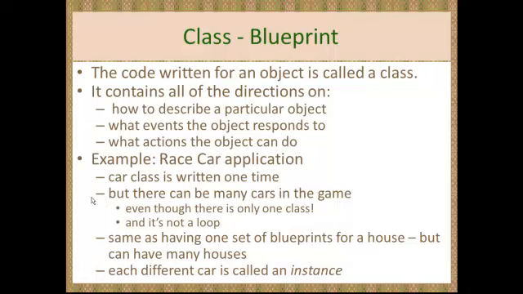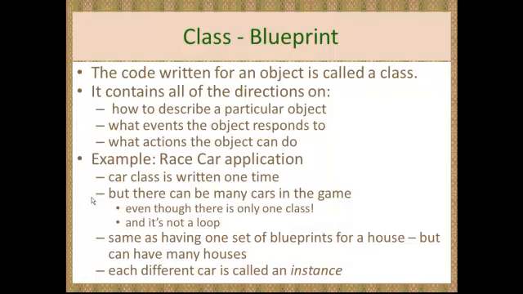One other concept with an object is that in order to create the objects, you have to have the blueprint. So the code you write to create objects, we call a class. A class is the blueprint for an object. It contains all the directions that describe a particular object, all the directions on what events it can respond to, and all the directions on the methods or the actions it can do.